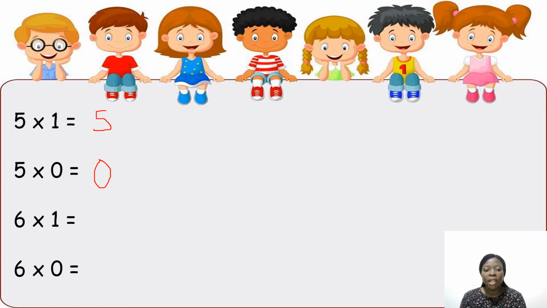Now 6 multiply 1 is 6. And then finally 6 multiply 0 is 0. I hope you got all the answers correctly.